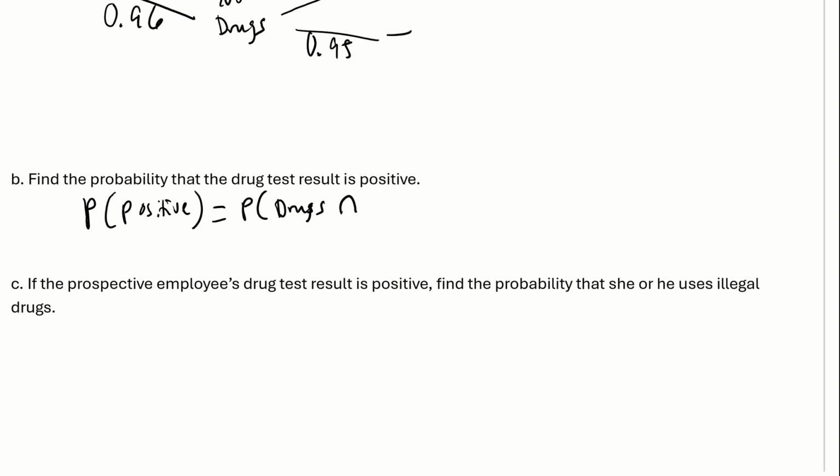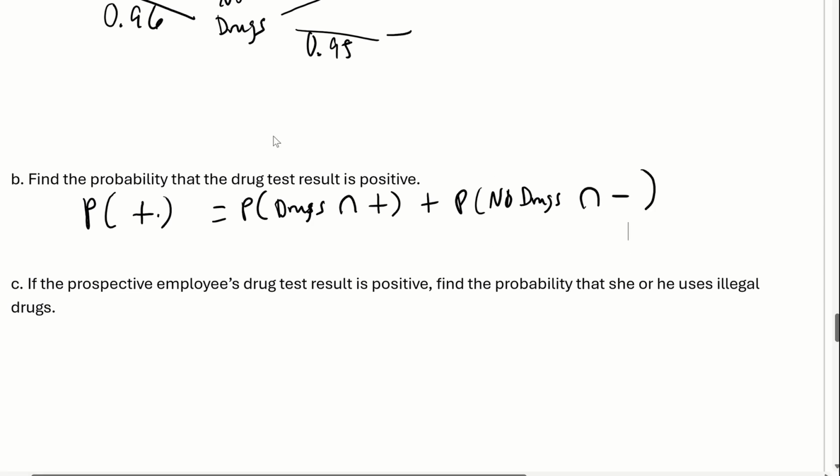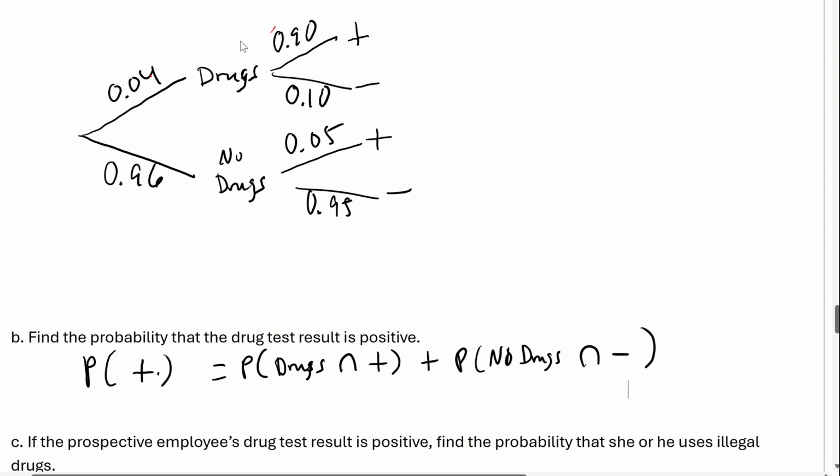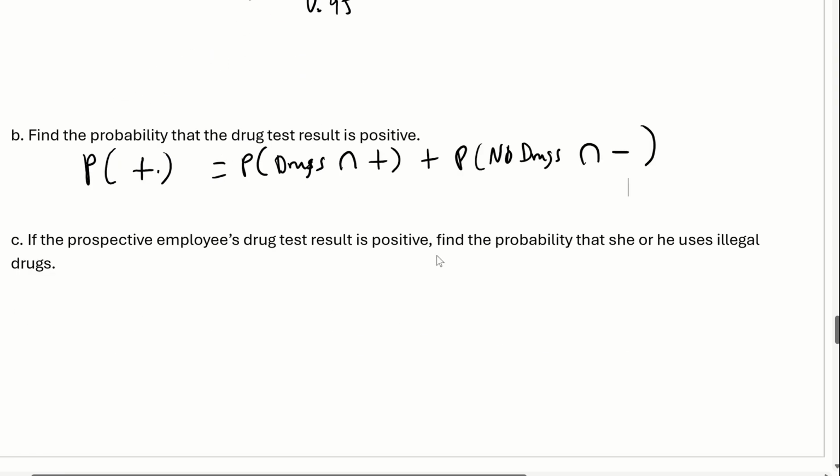Okay, so it's the probability of drugs and positive. I'm just gonna use the plus sign for positive. Drugs and positive plus probability of no drugs and negative. Okay. Now, when you're doing each pathway, you multiply the probabilities along the way. So 0.04 times 0.90. Okay, so 0.04 times 0.90 plus.